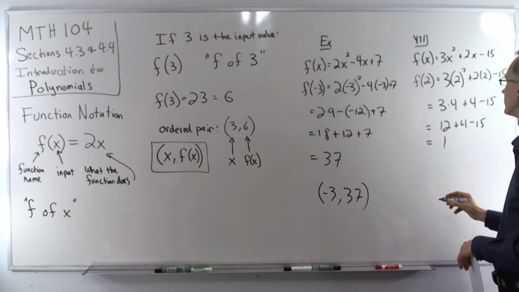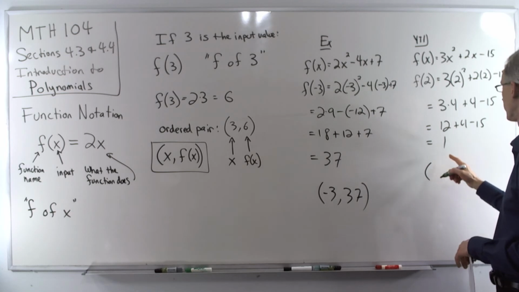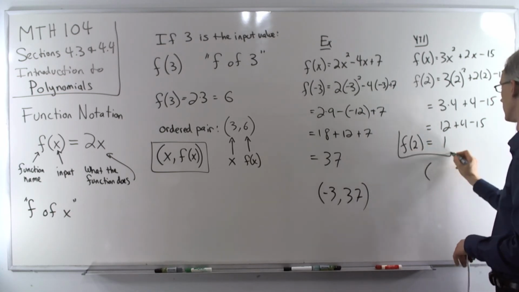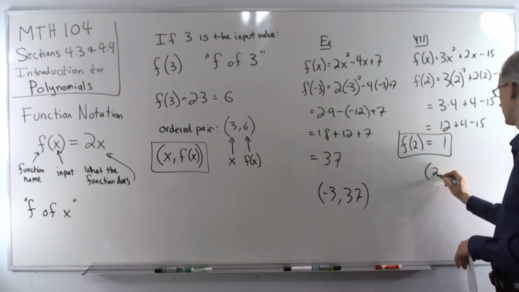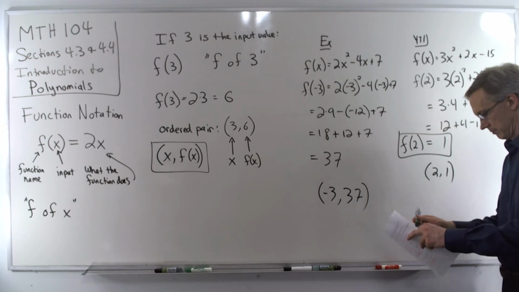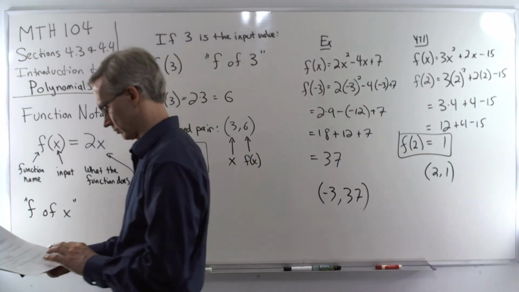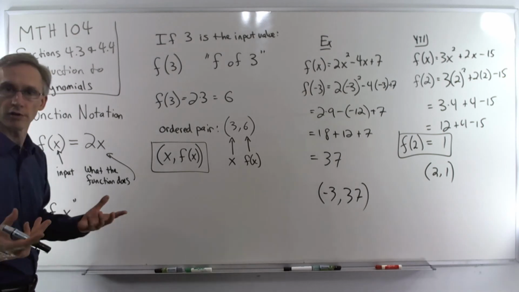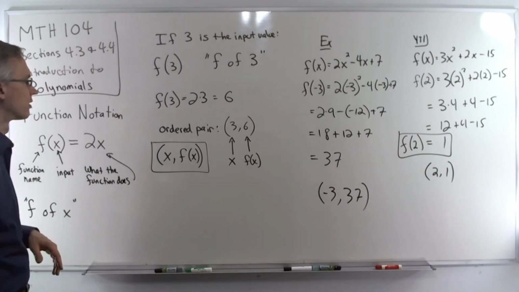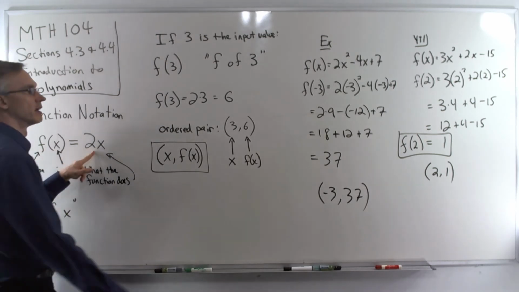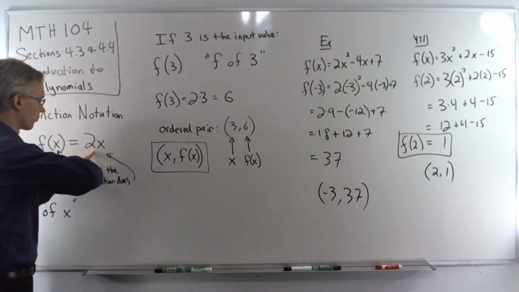So we get 1 out. So f of 2 equals 1. And the ordered pair is (2, 1). 2 is the input, 1 is the output. So the collection of all these ordered pairs make up the graph. So if we had a graph of f of x equals 2x, the point (3, 6) would be right on that line.